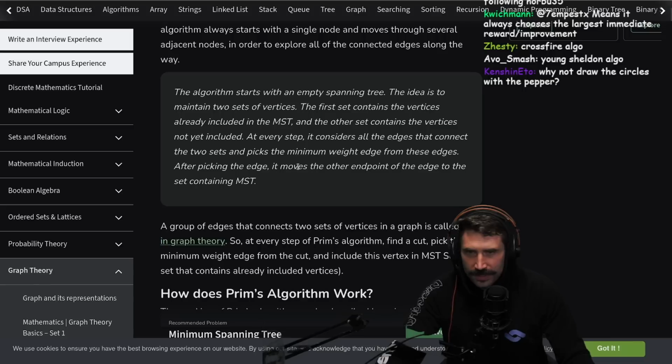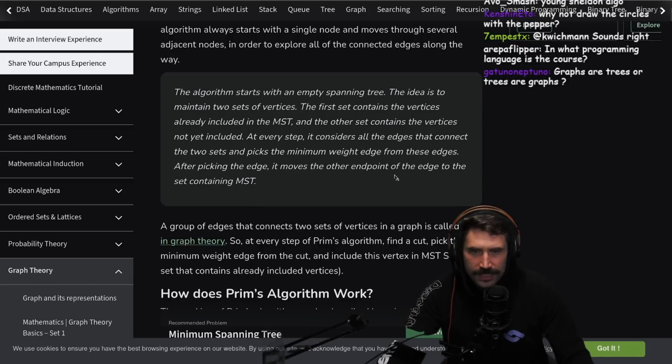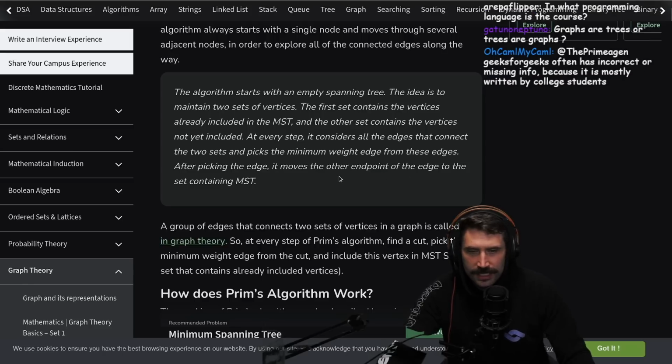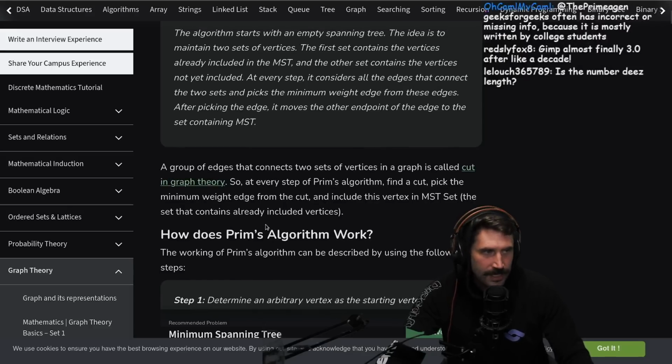At every step, it considers all edges that connect the 2 sets and picks the minimum weight edge from these edges. After picking the edge, it moves the other endpoint of the edge to the set containing the minimum spanning tree. So this seems pretty easy.